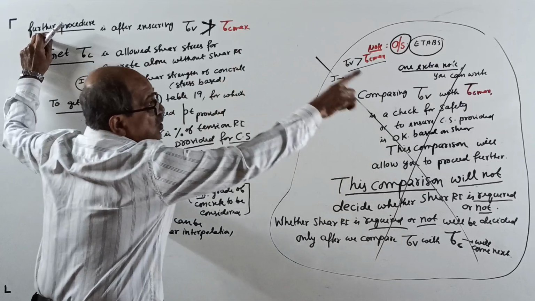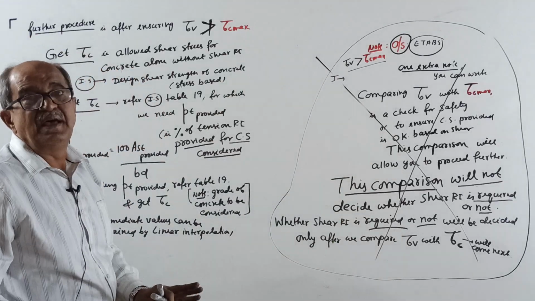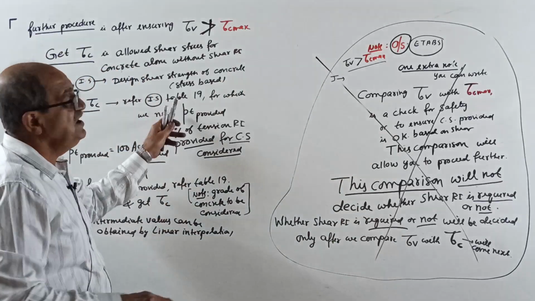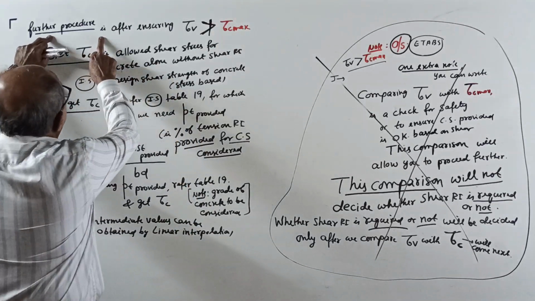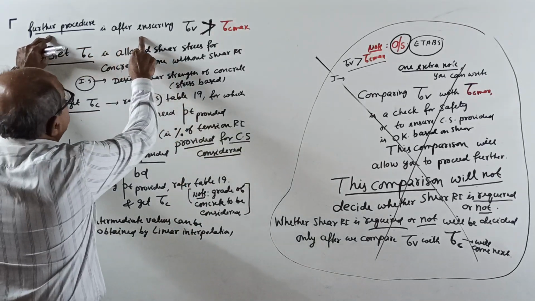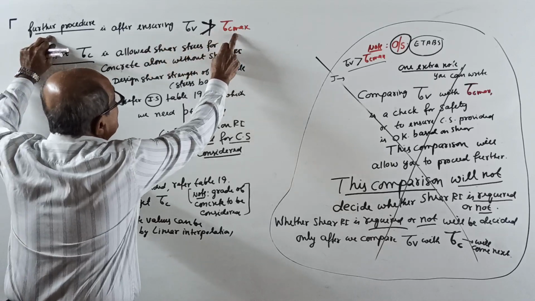These are all notes only. Don't write in procedure. Write somewhere outside. In procedure, write in compact form how much is required. That is the further procedure, after ensuring tau v is not more than tau c maximum.